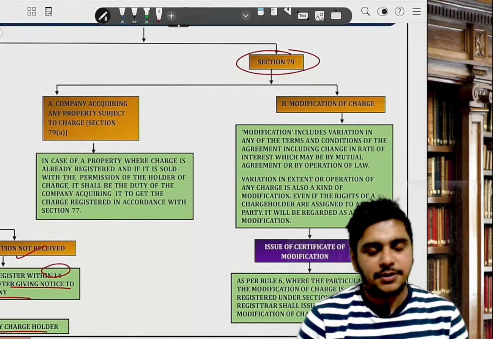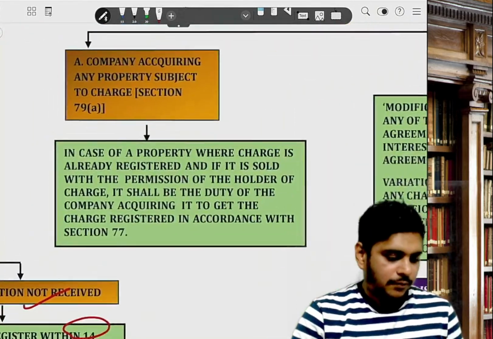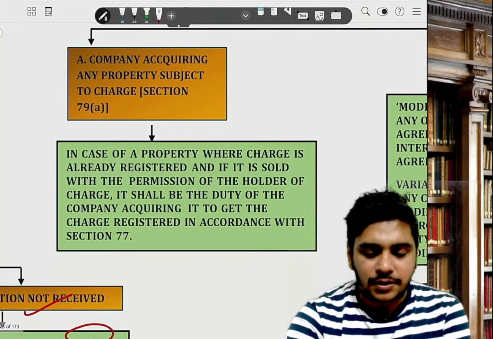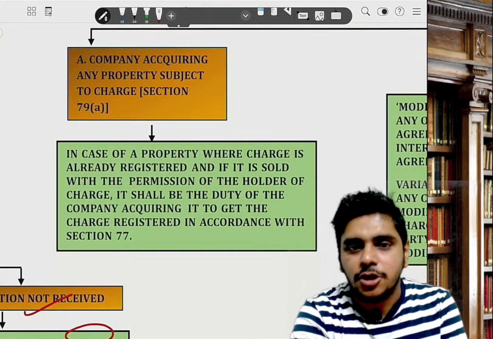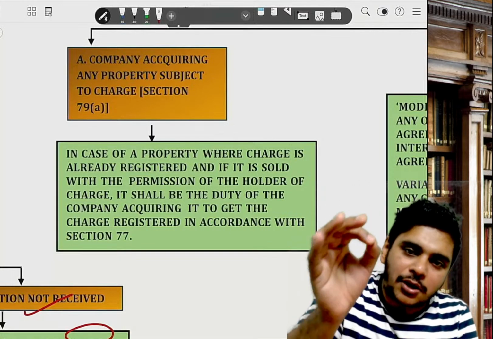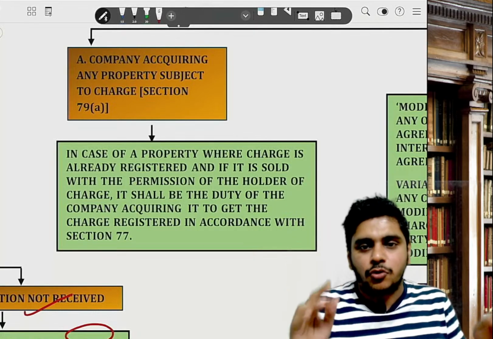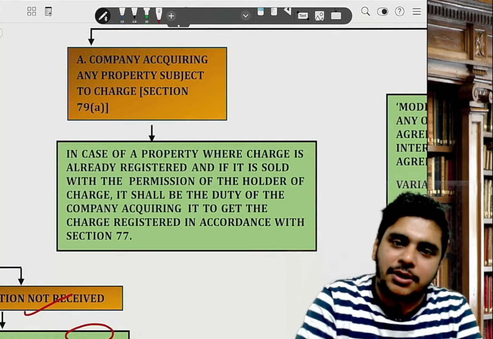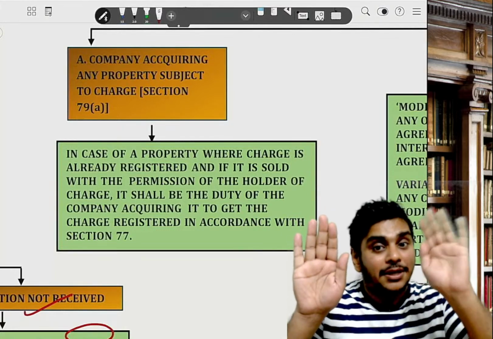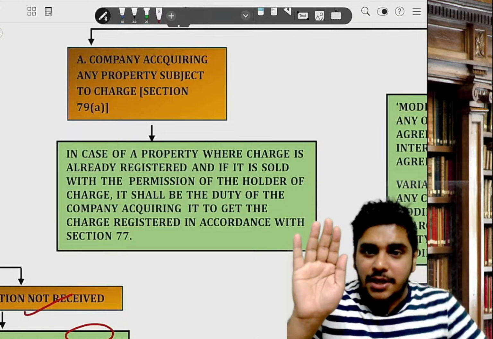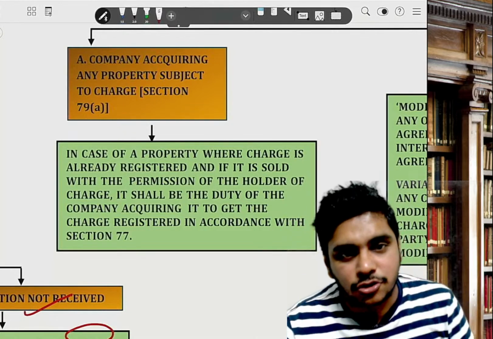Then section 79. Sir, 79 basically talks about modification. Here it says if Reliance has purchased a property which was already on charge, Reliance will go to the ROC and say, delete AB's name and put my name in your register. So it is the duty of the ROC to register that also. It is called modification, because firstly in the contract there were 2 parties, AB Limited and HDFC Bank. Now AB has gone, Reliance has come, so the name of Reliance should be registered.